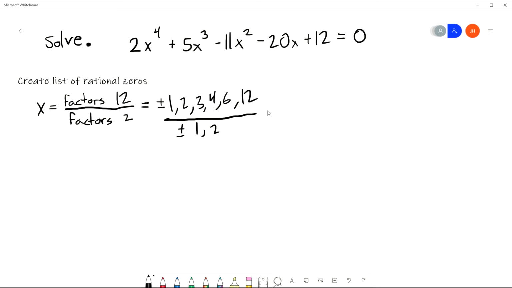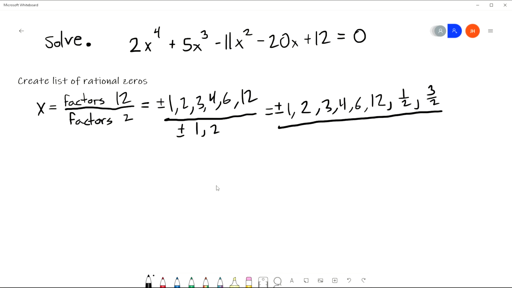So what are all my possible rational zeros? It is going to be 1 over 1 is 1. 2 over 1 is 2. 3, 4, 6, 12. By the way, all these should be plus or minus, right? They could all be positive or negative. And all these values over 2. So 1 over 2 is 1/2. 2 over 2 is 1, which I've already covered, so excellent for me. 3 over 2 is 3/2. 4 over 2 is 2, which we already did. 6 over 2 is 3, which we already did. 12 over 2 is 6, which we already did. So this is my list of possible rational zeros.